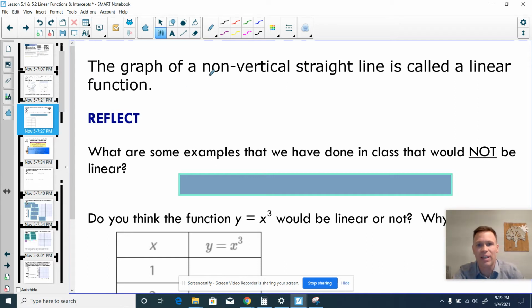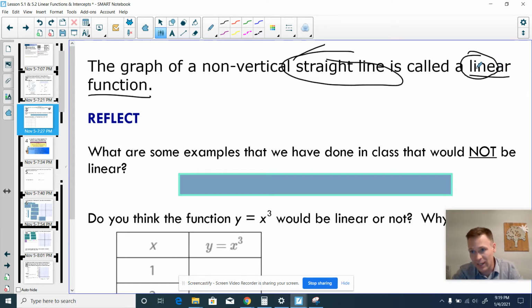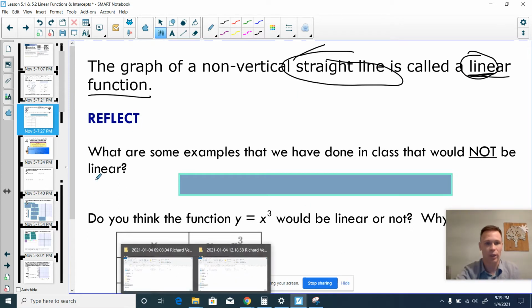So more math stuff. The graph of a non-vertical, which means it's slanted, right, has a slant, non-vertical straight line is called a linear function. So a straight line here, linear has the word line in it. So if you hear linear, think straight line, okay?